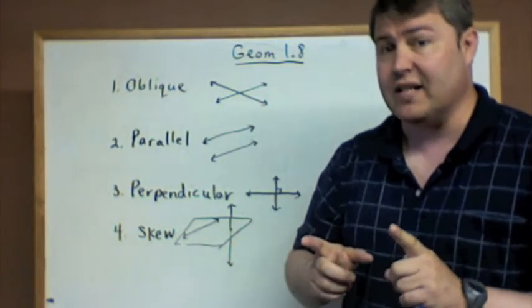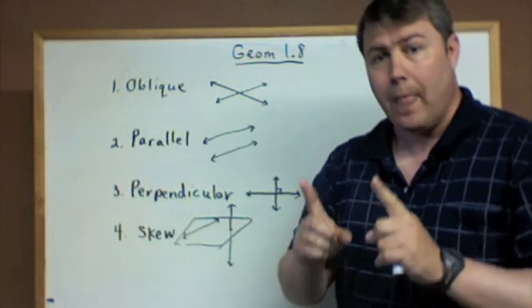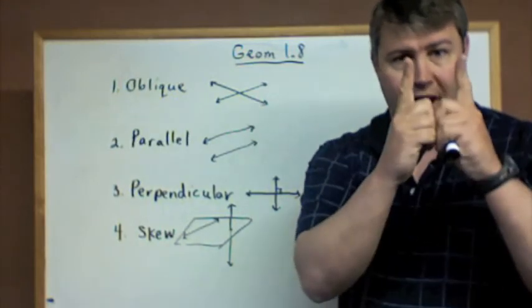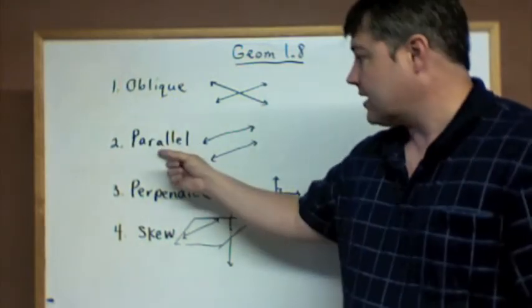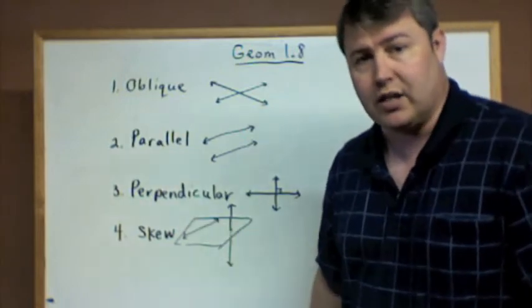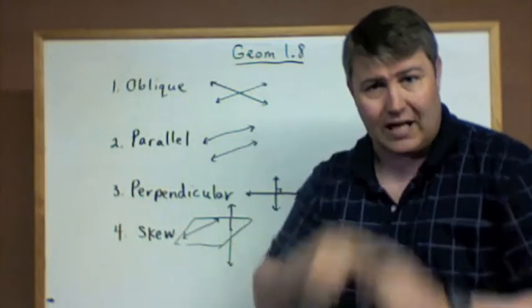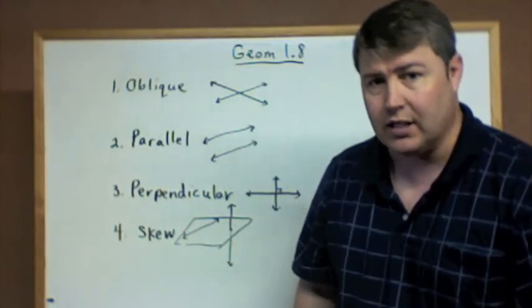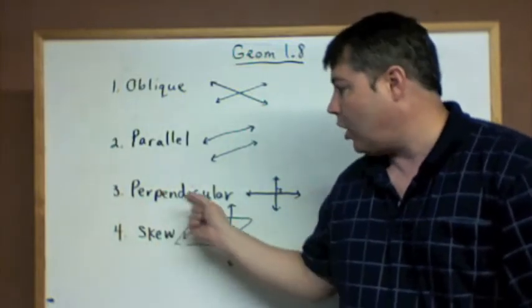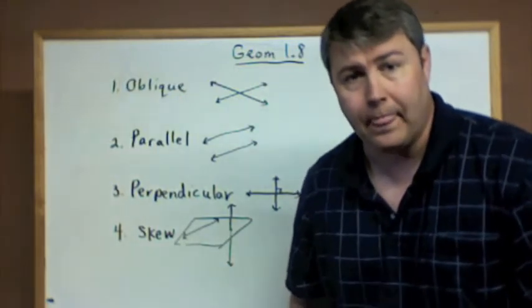If lines are in the same plane, but they do not meet, they are parallel. That's number two, a second way that lines can relate to each other. Lines could meet at an exact 90-degree angle. They could intersect, and if they're in the same plane, they are called perpendicular then.